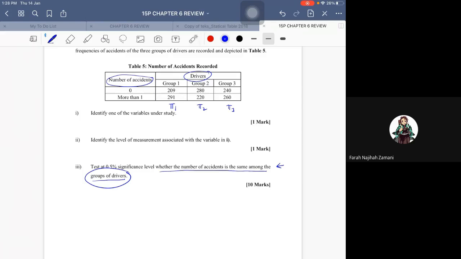However, if you're not sure how many pi there are, it's safe for you to write your hypothesis in words. So: all proportions are the same; at least one of the proportions is different. That will be helpful.